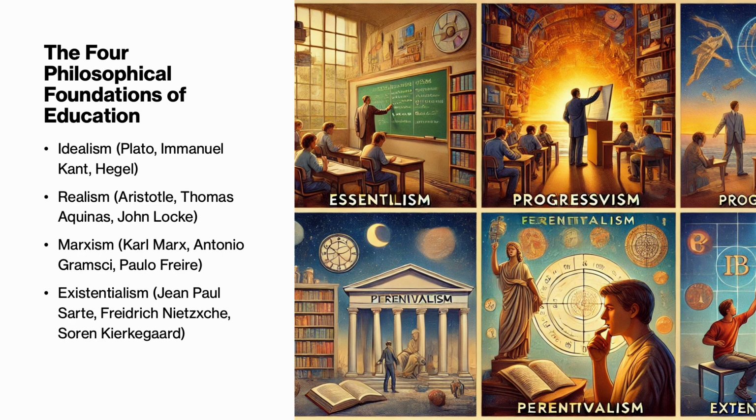In idealism, we have Plato, Immanuel Kant, and Friedrich Hegel. Then for realism, we have Aristotle, Thomas Aquinas, and John Locke. In Marxism, we have Karl Marx, Antonio Gramsci, and Paulo Freire. And fourth, we have existentialism. We have Jean-Paul Sartre, Friedrich Nietzsche, and Søren Kierkegaard.